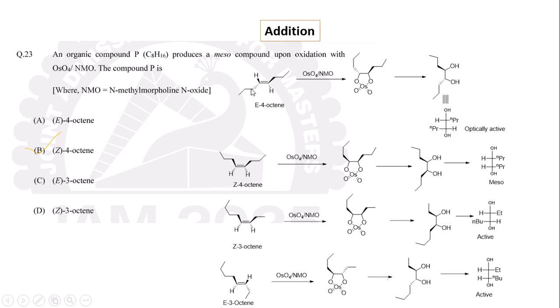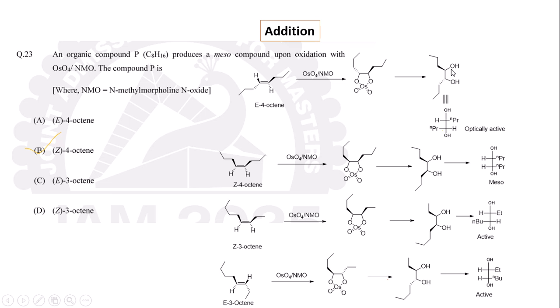Here the three-carbon-containing group, that is the C3 propyl group, and this is the normal propyl group, and they are present in the trans orientation. And after the cis hydroxylation, we get the optically active compound, and this is the optically active compound.